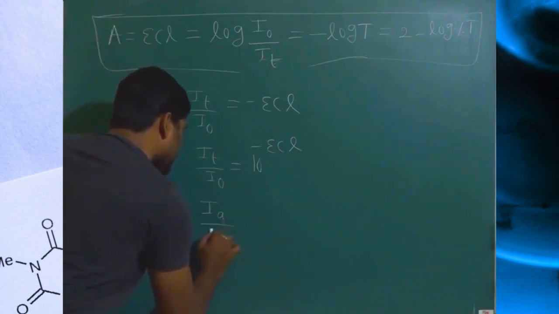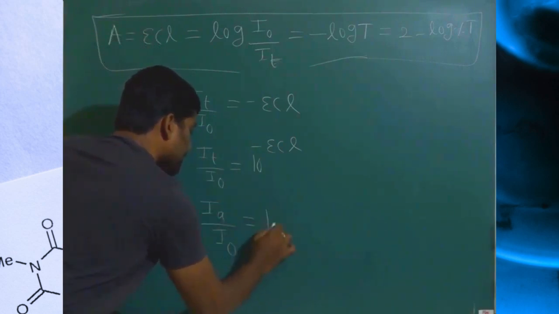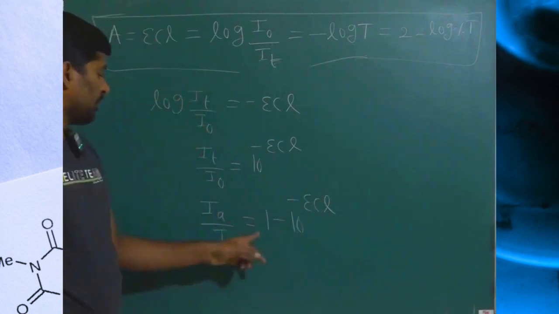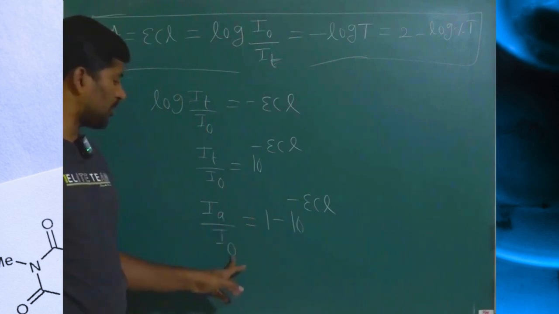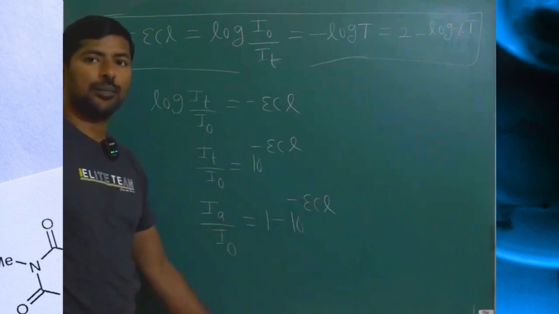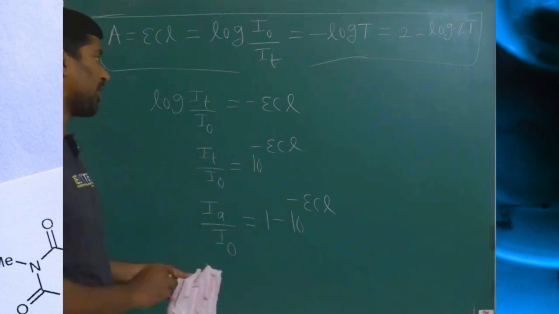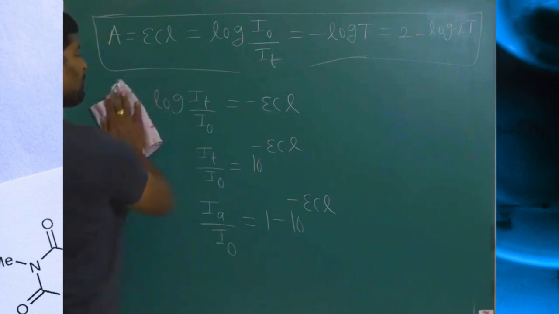Then what is the expression for the fraction of radiation absorbed? So total it is 1. Therefore, the fraction of radiation absorbed is 1 minus 10 power minus epsilon CL. This is the expression for the fraction of radiation absorbed, and the earlier one is the expression for the fraction of radiation transmitted.